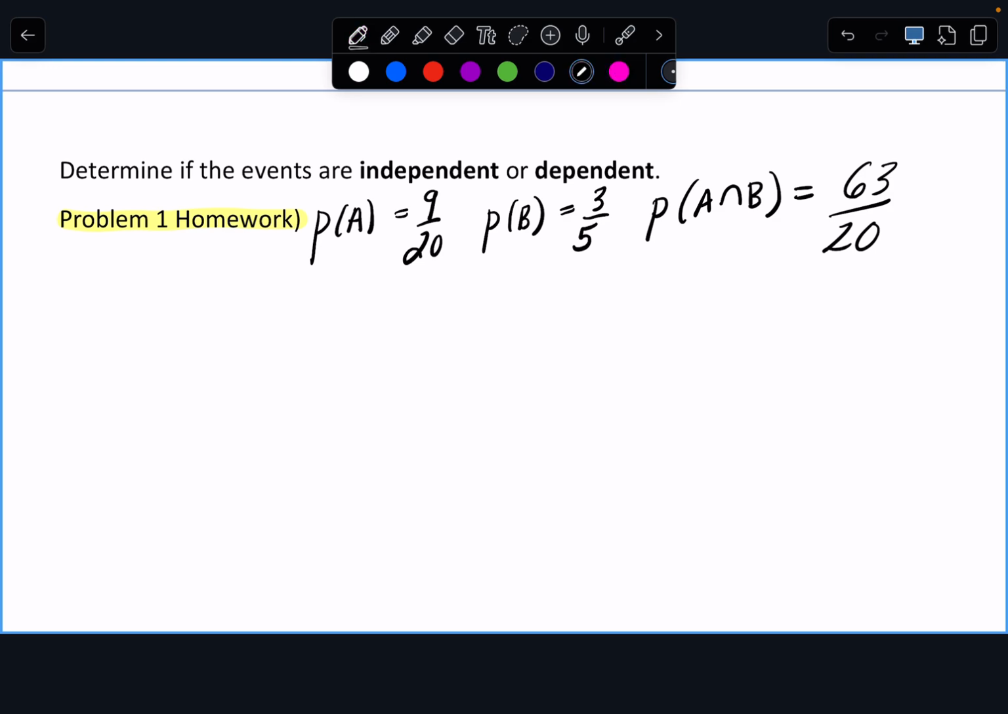Oh, really? Yeah. 9 out of what? 63 out of 200. 3 out of 5 though is fine? 63 out of 200. Okay, good catch. All right, so that would definitely change the problem, so I'm glad you noticed that.